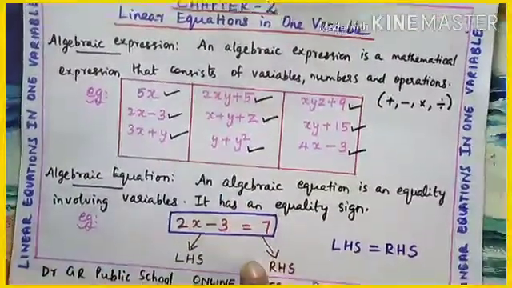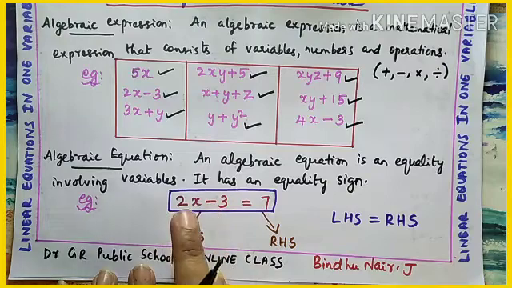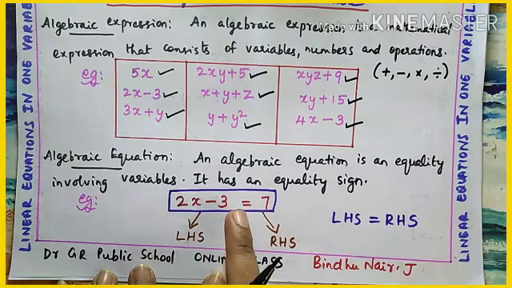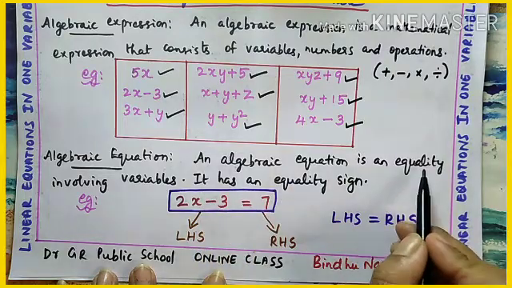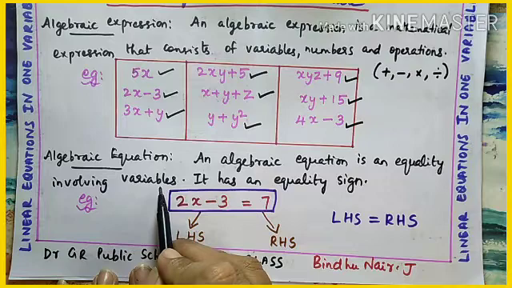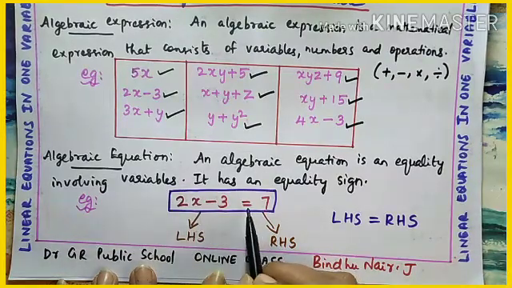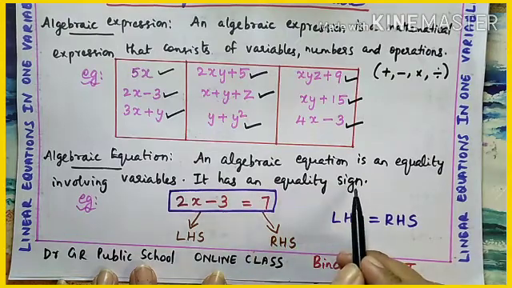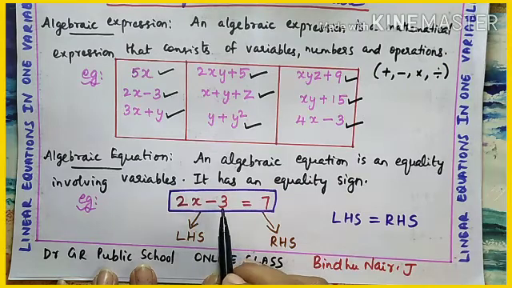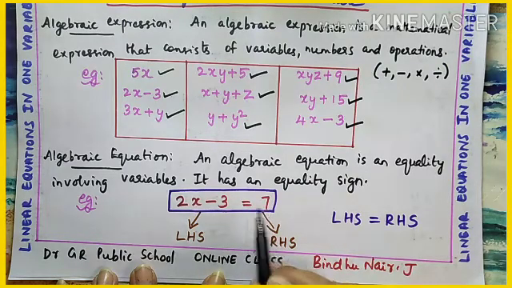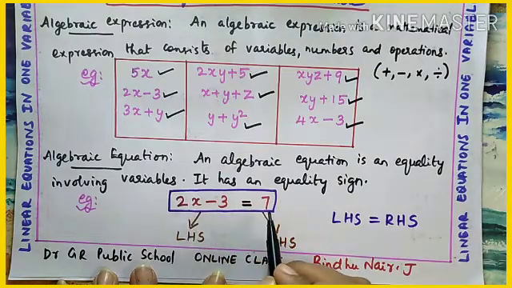Now similarly, what do you mean by algebraic equation? You know, an equation will always have an equal sign, correct? Equal to sign. So an algebraic equation is an equality involving variables. So it will be an equation that shows an equal to sign. It has an equality sign. So consider here I have written an example. 2x minus 3 equals 7. So clear, the equal to sign is there. So definitely this is an equation.